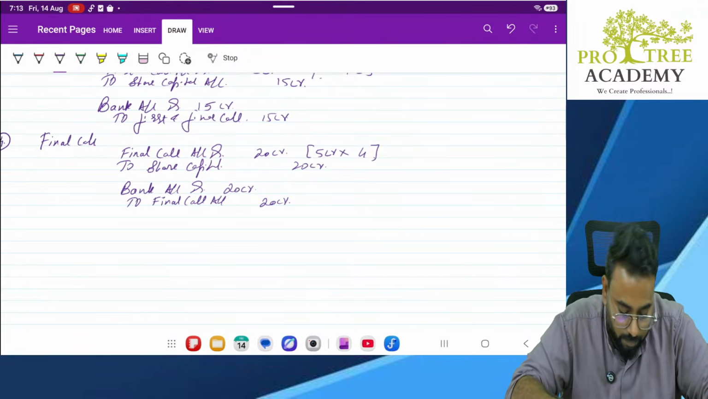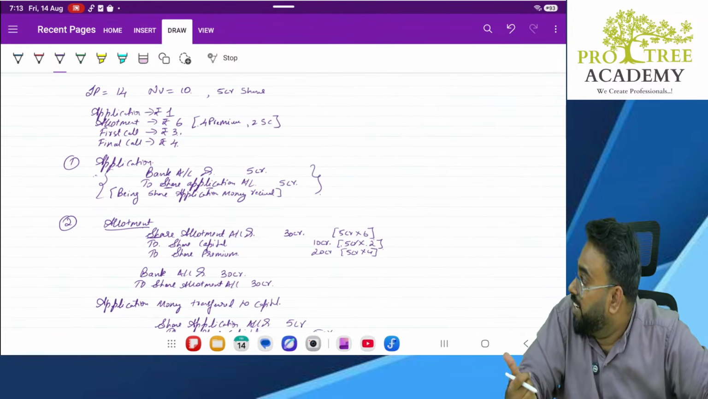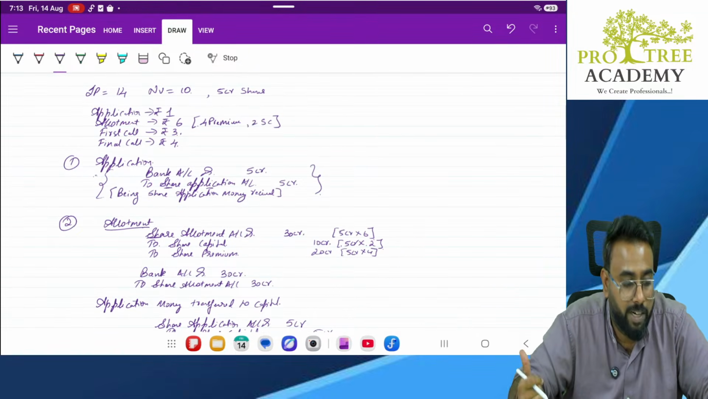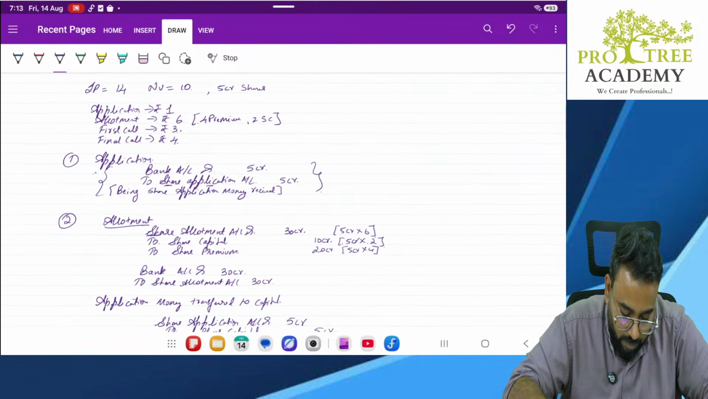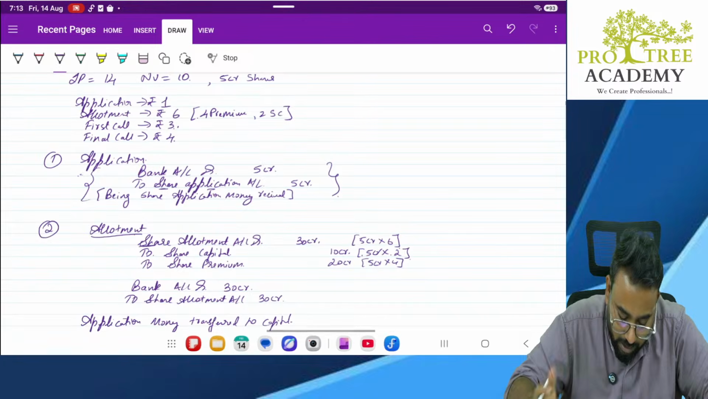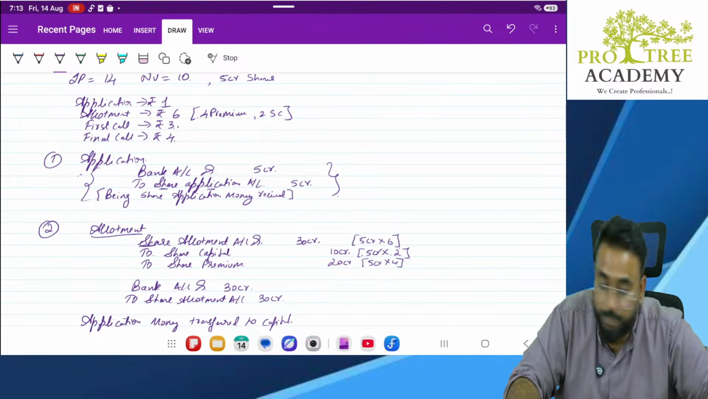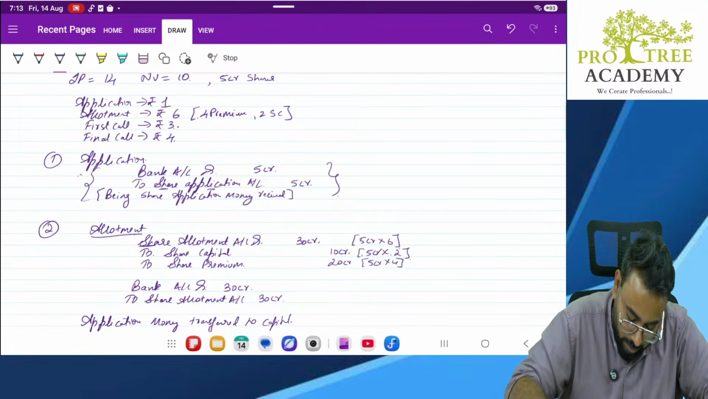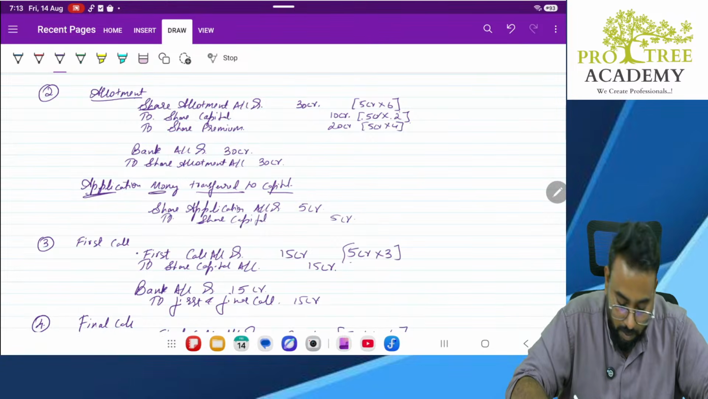Any doubt in this? No doubts? Please note it down. I know the answer is there in the book, but I have written it in a better manner with explanation, so it is better you take it in the book. Please. If you can't write it down, please take a screenshot at least. Okay, taken? Yeah. Next screenshot.